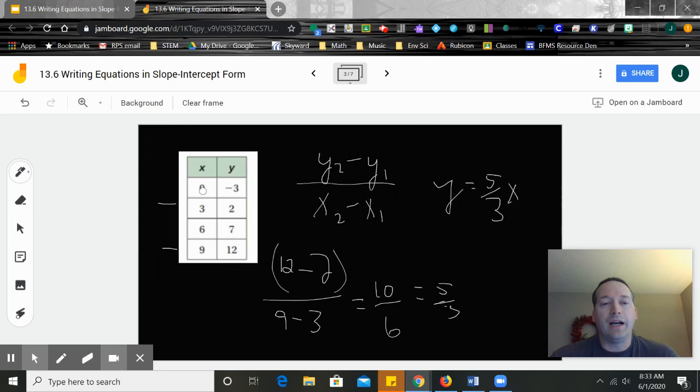So if you look here, you have 0, negative 3. So the y-intercept is where x is 0. So you just look for your 0 point. So 0, negative 3. So it goes through negative 3.